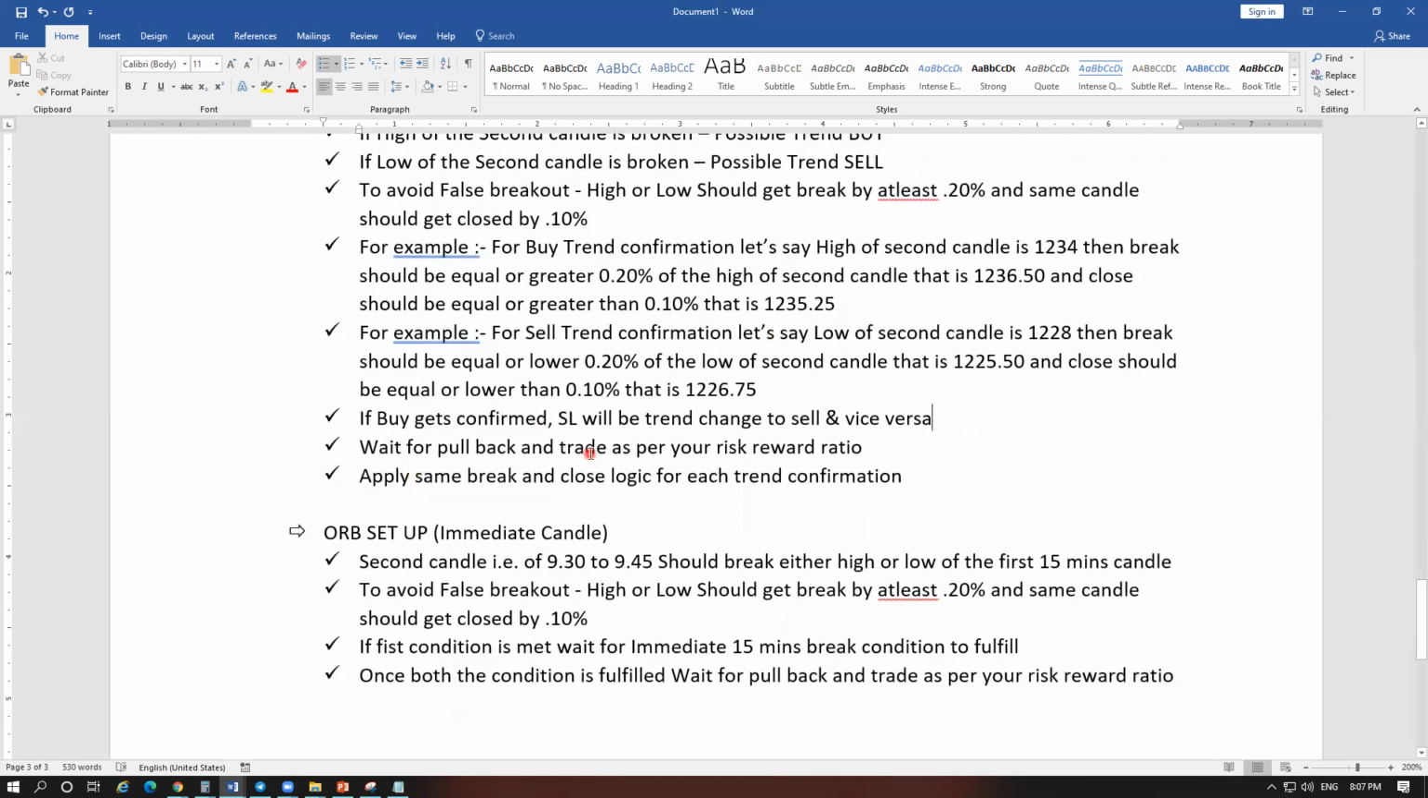Wait for a pullback and trade as per your risk reward ratio. I have already mentioned this. Apply the same break and close logic for each trend confirmation. Every trend breakout I am following, I will definitely follow with the break and close.